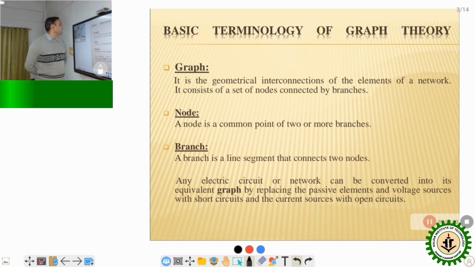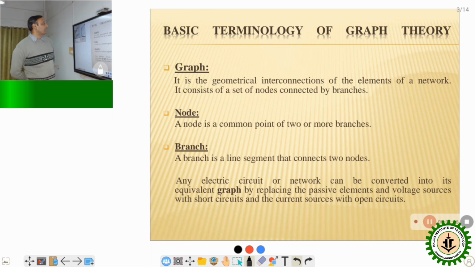What is a graph? It is the geometrical interconnection of the elements of a network. What does it mean? Inside that particular graph, branches and nodes are present, and the geometrical interconnections of those branches and nodes are nothing but the graph of that particular graph theory. It consists of a set of nodes connected by branches. So many nodes which are connected by branches are present inside the graph in graph theory.